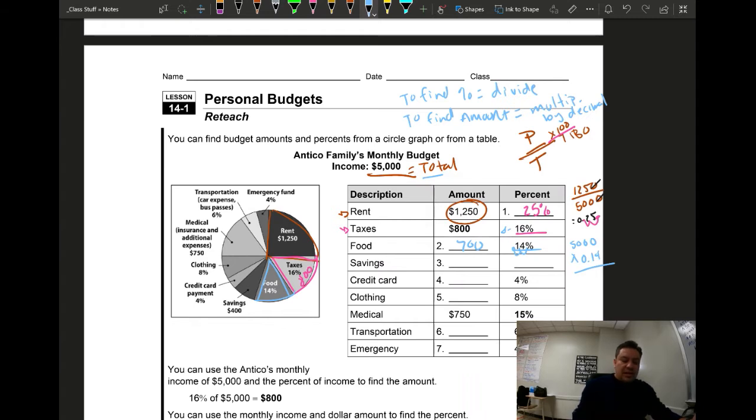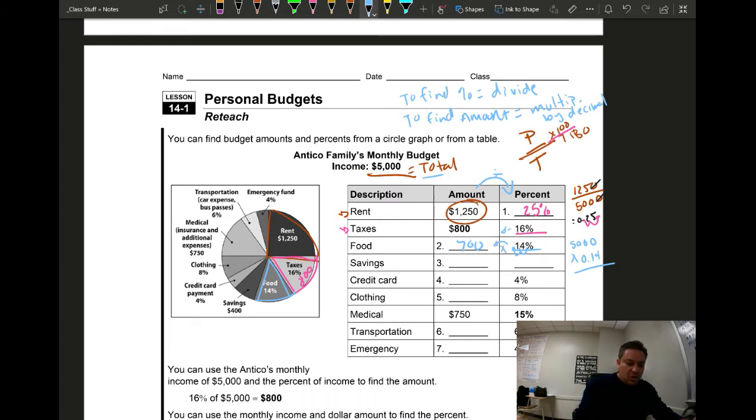Okay? Now the key part. If you go from left to right, you divide. But if you go from right to left, multiply.